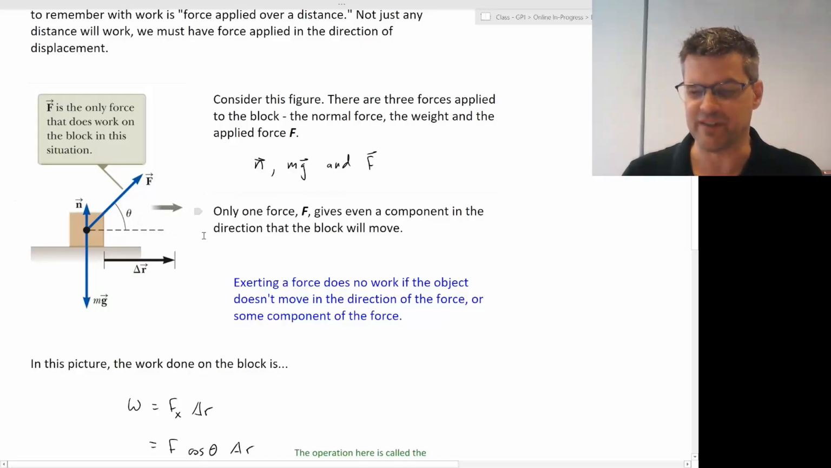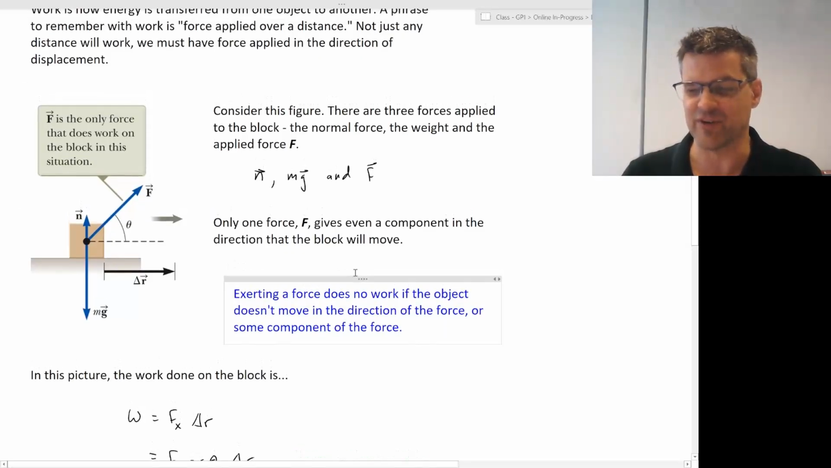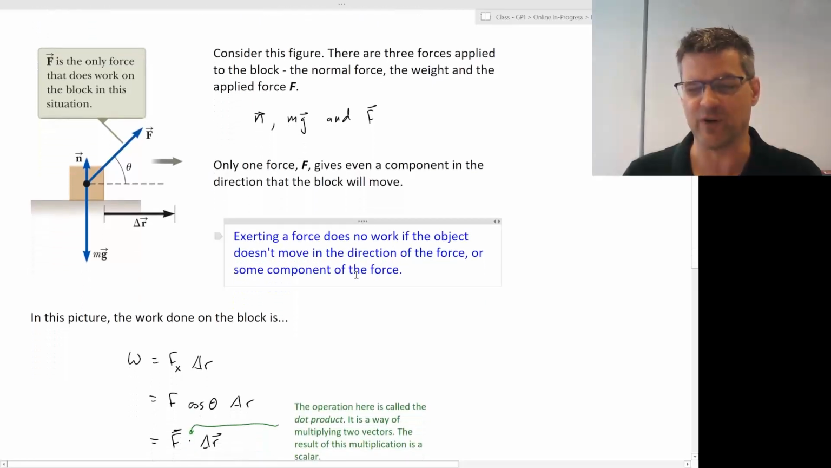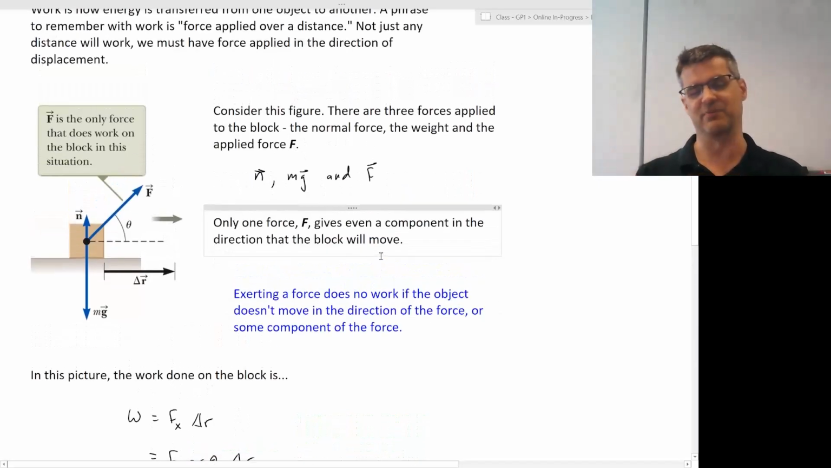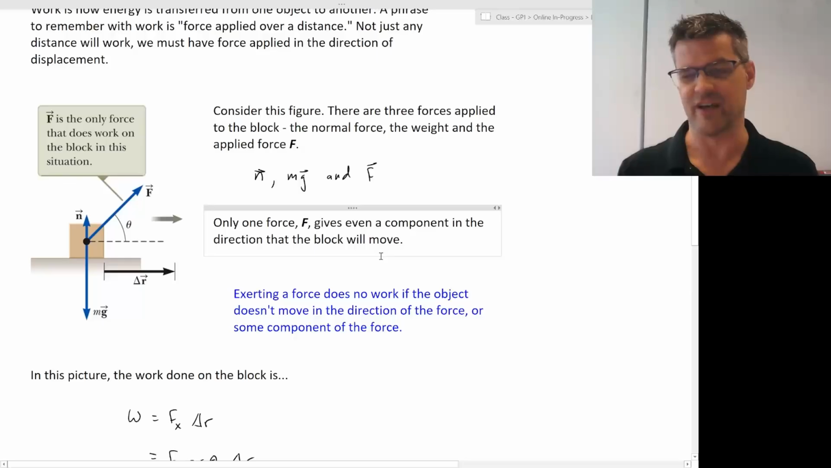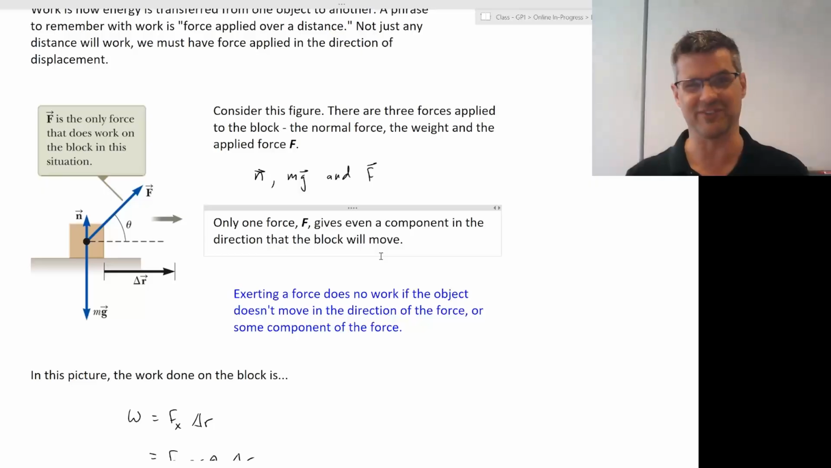So what happens here is exerting a force doesn't do any work if the object doesn't move in the direction of the force, or some component of the force at least. So if I was to look at this block, sure, there are a lot of forces, and sure, this block is eventually going to move. It's going to get an acceleration to the right. As time rolls along, it's going to change speed to the right, it's going to change position to the right. All of those things are going to happen. So we see that something could be done.